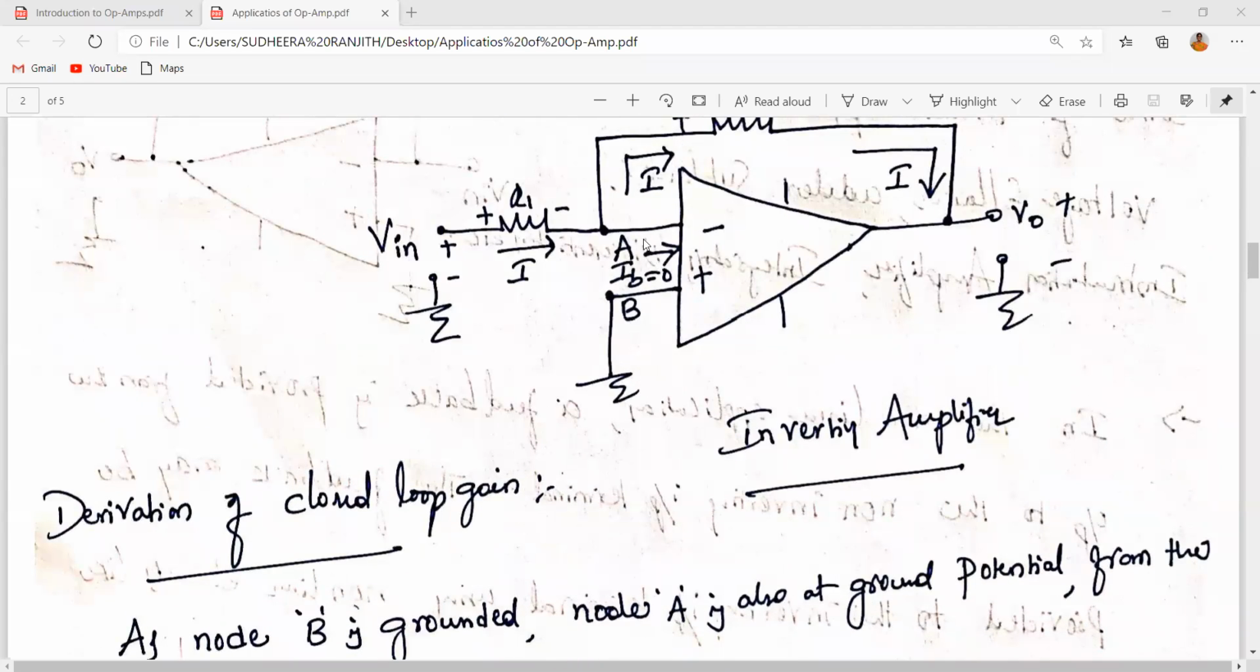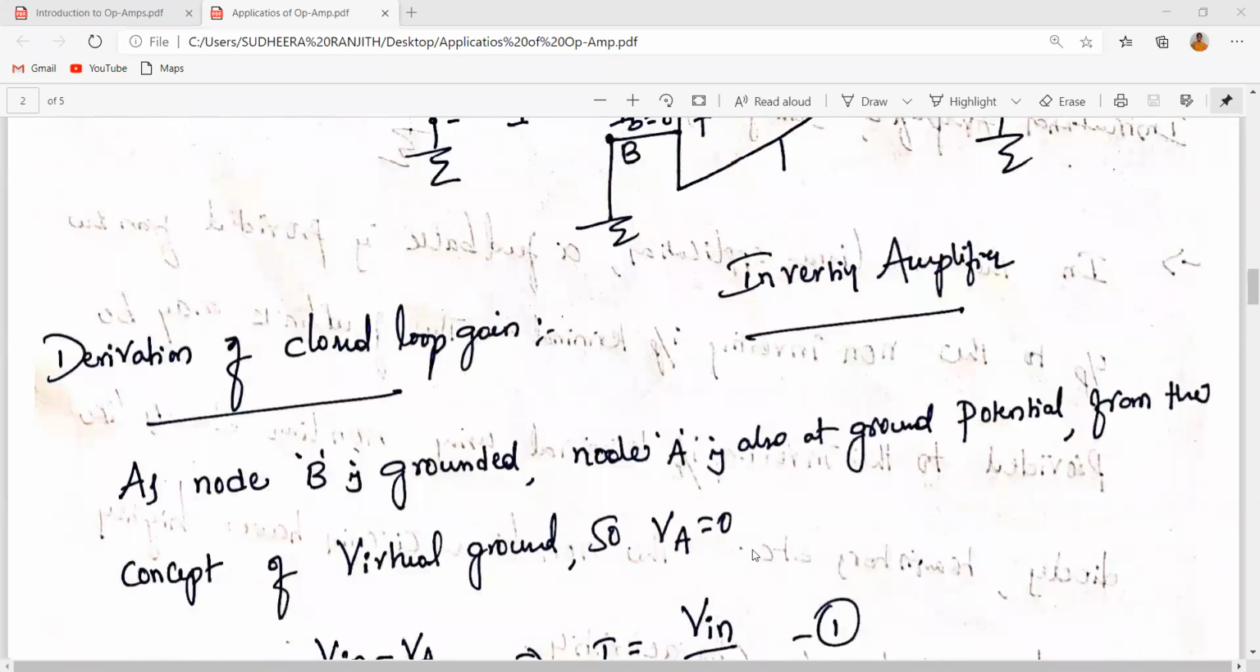If you observe the circuit diagram, the non-inverting input is grounded, that means node B is grounded. From the concept of virtual ground, A is also virtually grounded. Nothing but VA equals 0. VB equals 0 because it is grounded, so VB is obviously 0. But from the concept of virtual ground, VA also becomes 0. That's what he is telling here.